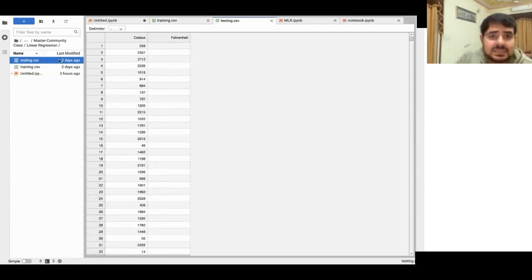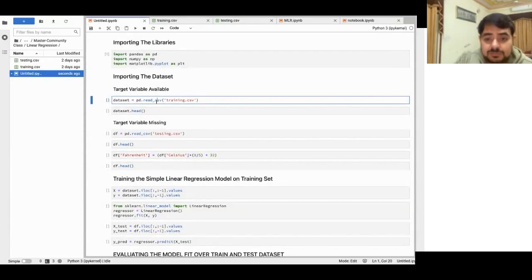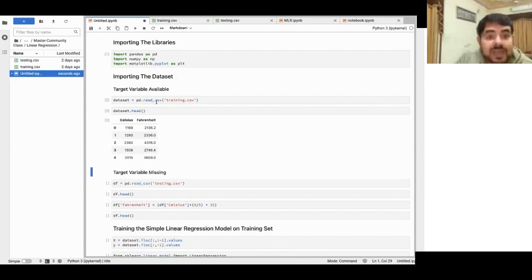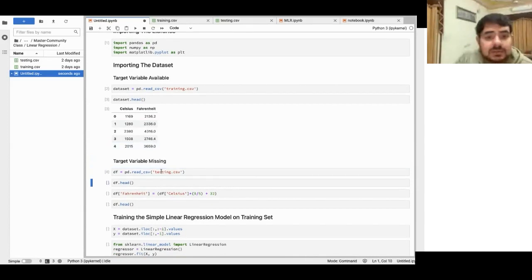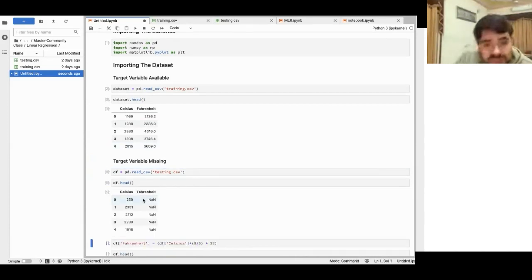Then we have a testing data set, where we don't have any Fahrenheit value because we want to predict it. We know that there's a linear relationship, so a linear regression can predict that. That's what we're trying to do. We have a training data set where we have the actual value of Fahrenheit available, from our actual equation. Then we have the testing file, where we don't have that variable.